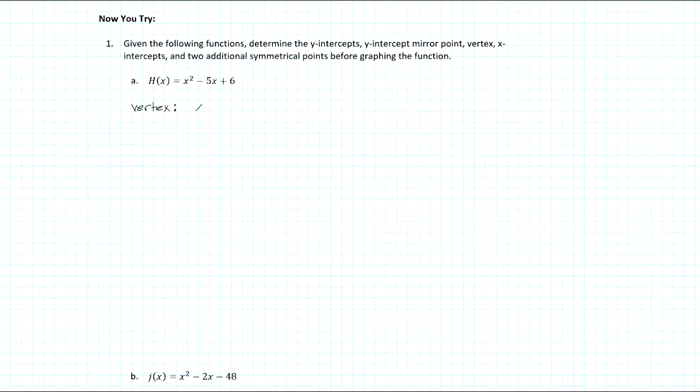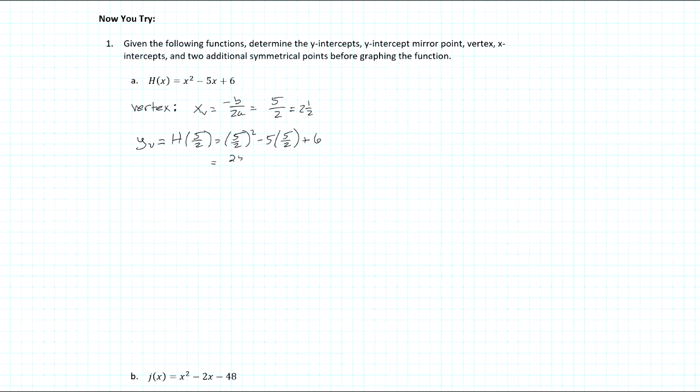So for the vertex, the x value of the vertex is negative b over 2a. That's going to be a positive 5 over 2. That's 2.5. Not the greatest number, but I think it'll be okay for us. For the y value of the vertex, we're going to plug that x value into the function. We'll get capital H of 5 halves. This is going to give us 5 halves squared minus 5 times 5 halves, and then a plus 6.